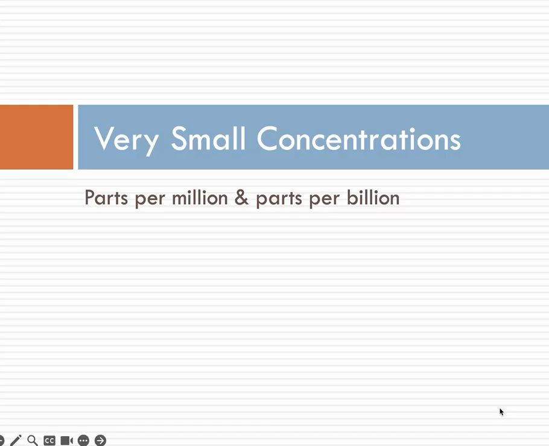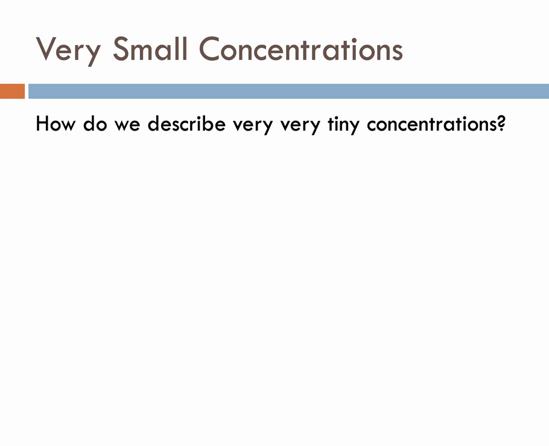So this video is all about very, very tiny concentrations. We'll be using parts per million and parts per billion to describe those. So how do you talk about something that has a really, really small concentration? Like if you're talking about the amount of lead dissolved in drinking water, well, hopefully that's not very much, right? Because even tiny, tiny amounts of lead in drinking water are dangerous.